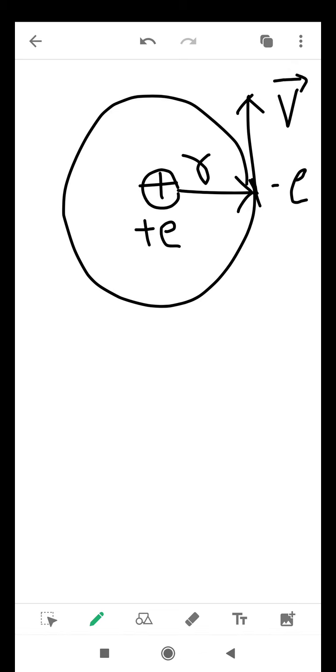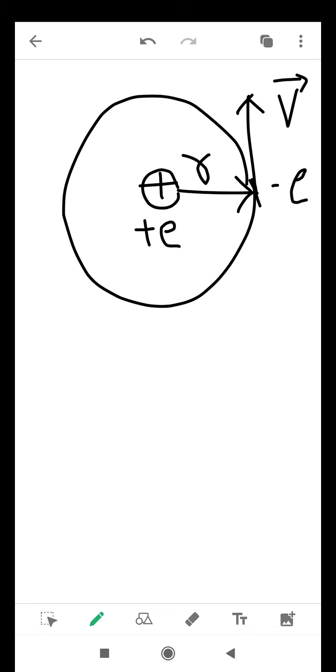So this is the initial construction to get the expression for r. We have the nucleus, the charge of the nucleus is plus e. Around this the electron is revolving in a fixed orbit whose radius is r. The charge of the electron is minus e and it is moving with some velocity v.